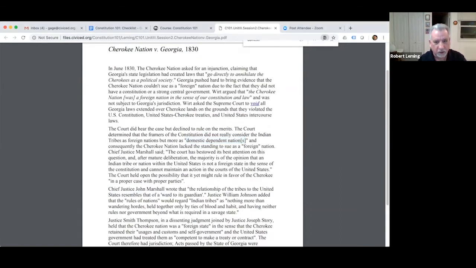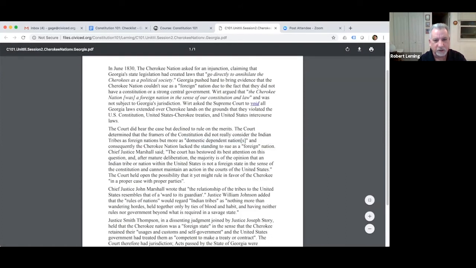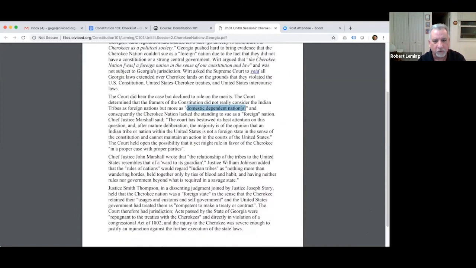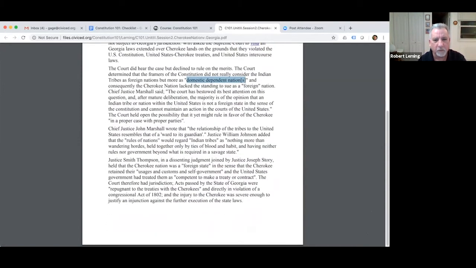And then consequently, the Cherokee Nation lacked the standing to sue as a foreign nation, right? Go down to the next paragraph and highlight the part right there. Okay. This is what Marshall is saying. The relationship of the tribes to the United States resembles that of a ward to its guardian.